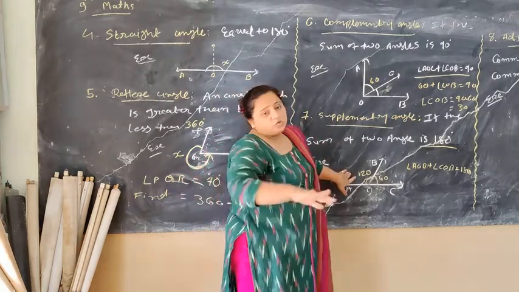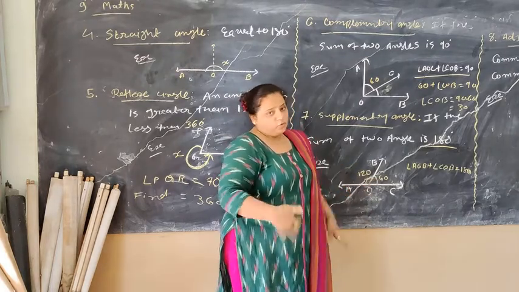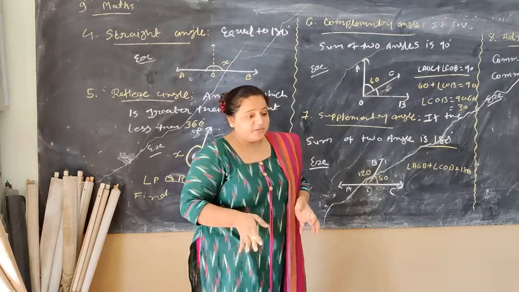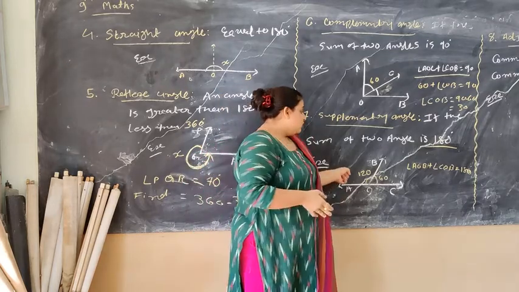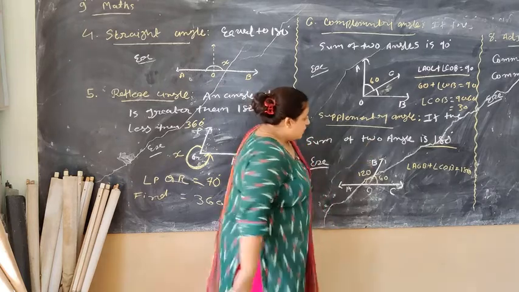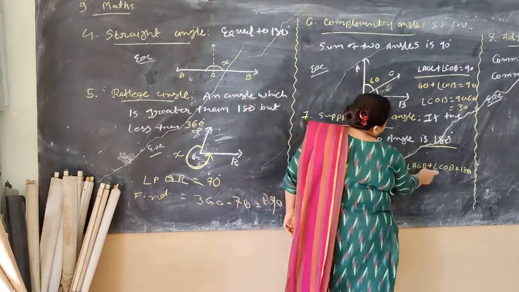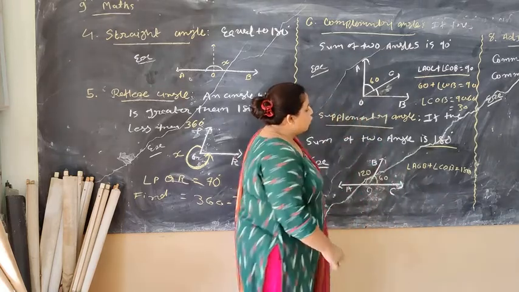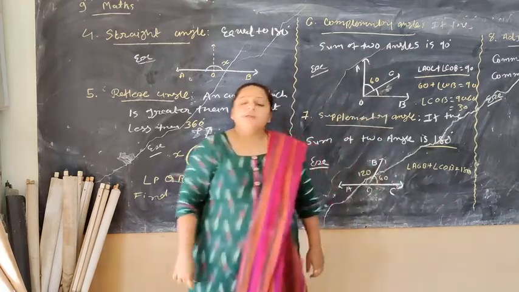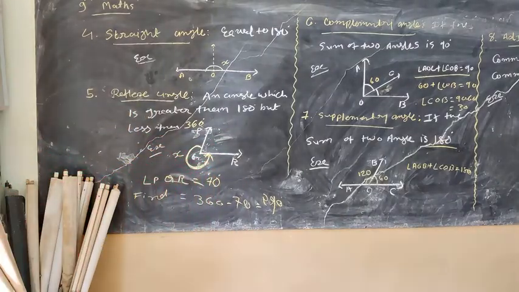Right? In place of 120 or 60, you can take any numbers as angles, and if you are getting 180, that means it is supplementary. Here the formula is angle AOB plus angle COB equals 180. So this is the main difference between complementary and supplementary angles.